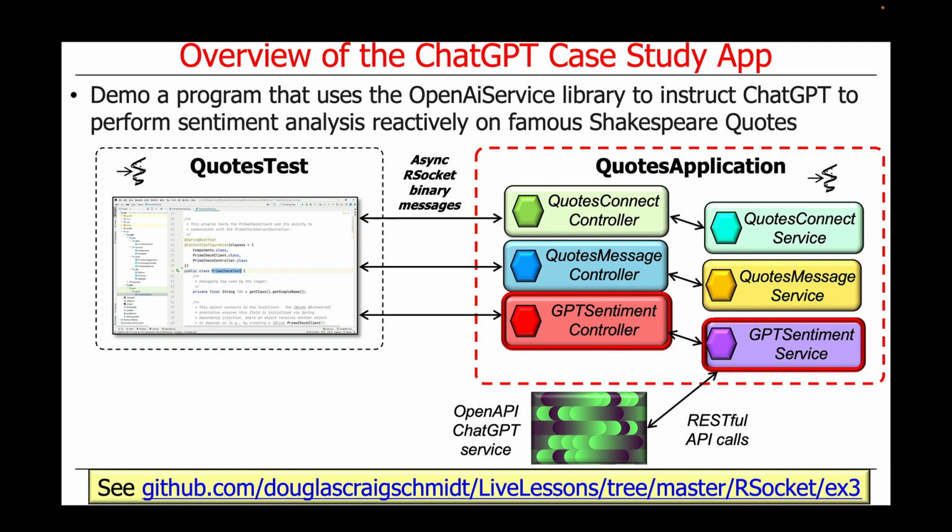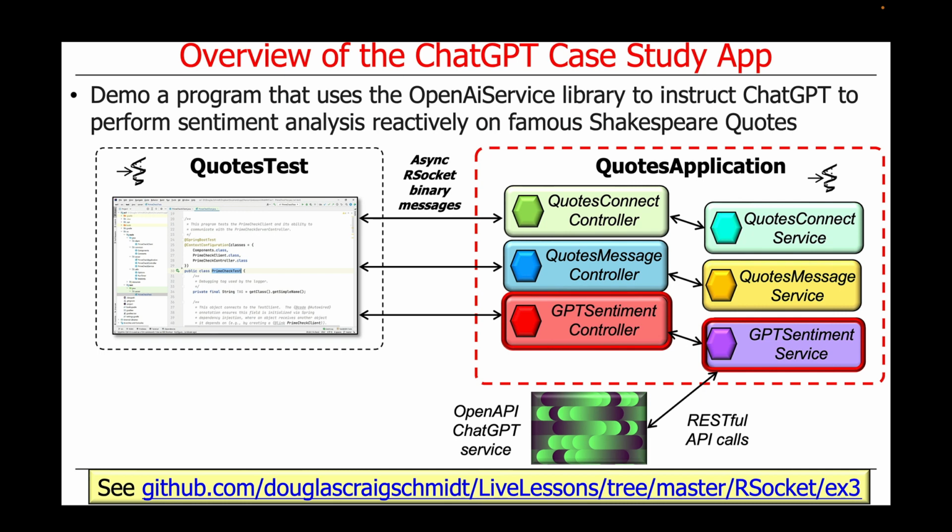So I'm going to walk quickly through a case study I wrote demonstrating the use of the OpenAI service library to instruct ChatGPT to perform sentiment analysis reactively on famous quotes from William Shakespeare. And you can get this source code that I'll go through here briefly at the link at the bottom of the slide.